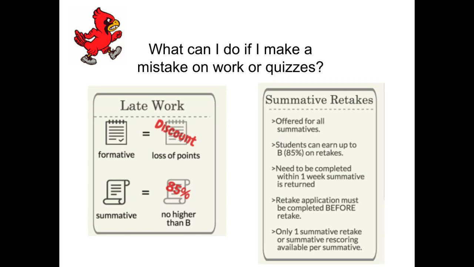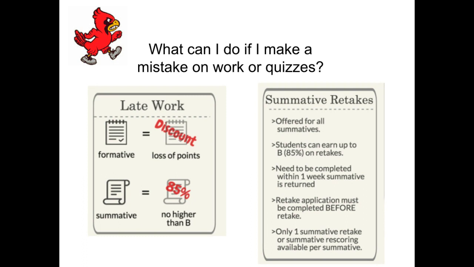Retakes. All right. So for summatives, we offer retakes. During a retake, you can earn up to a B, so 85%. So let's say you take a quiz, you don't do very well. Let's say you get a C minus on it and you want to retake it. You can retake it, but even if you get 100%, you still get a B. If you get an 80%, you get an 80%. So 85 is what it's capped out on. You'll need to complete that summative within 1 week it's returned. So if I hand it back to you on a Thursday, you have until the following Thursday to get that done.